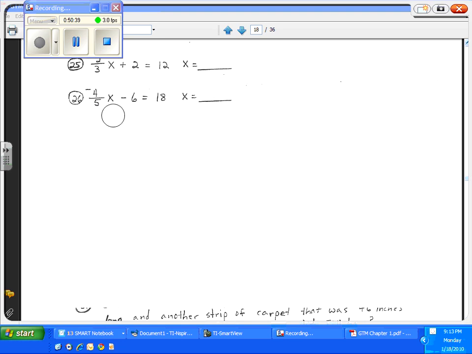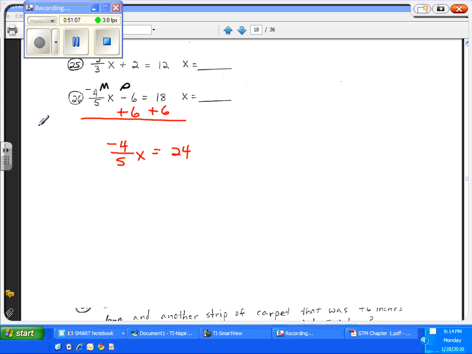And so we move to the right side of the horseshoe, which is to undo. So we look at our operations again, and we have multiplication and subtraction. Which one do you undo first? Subtraction by addition. So we add 6 to both sides, and we're going to have negative 4/5 x equals 24.